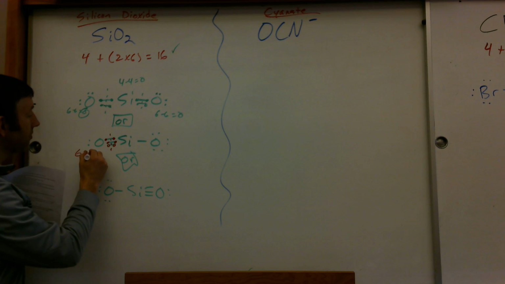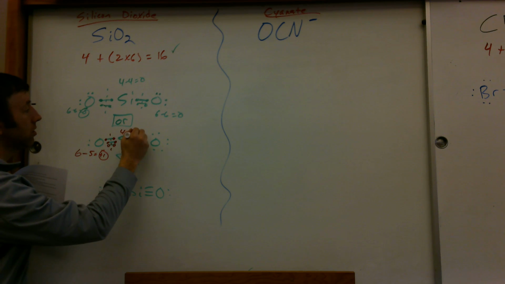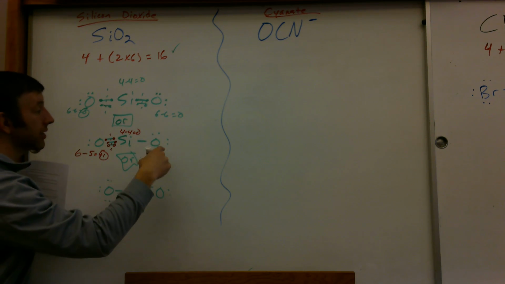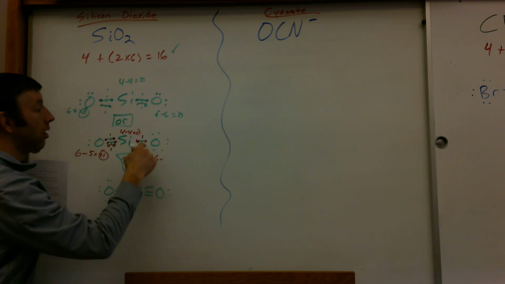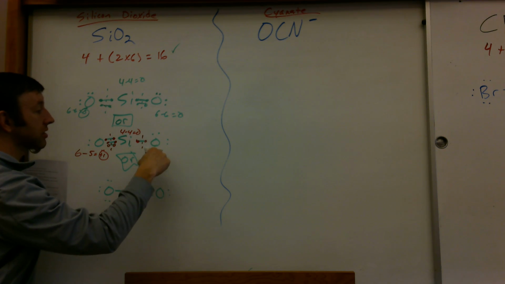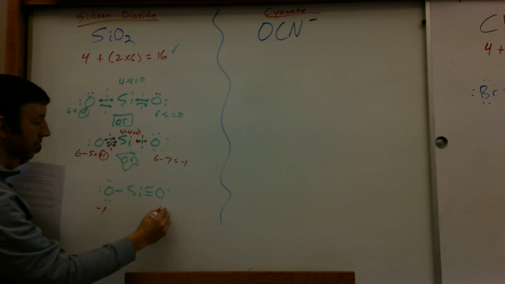And only 5 formal. That gives me a +1 charge, right? I've got 4 minus 4, 0 there. And then I've got 6 minus 1, 2, 3, 4, 5, 6, 7, minus 1. And of course, this would be minus 1 and +1 there.